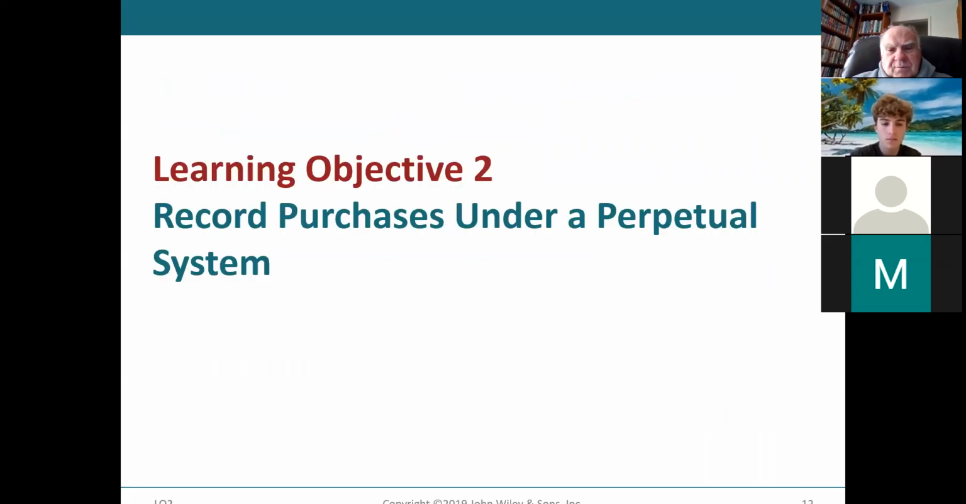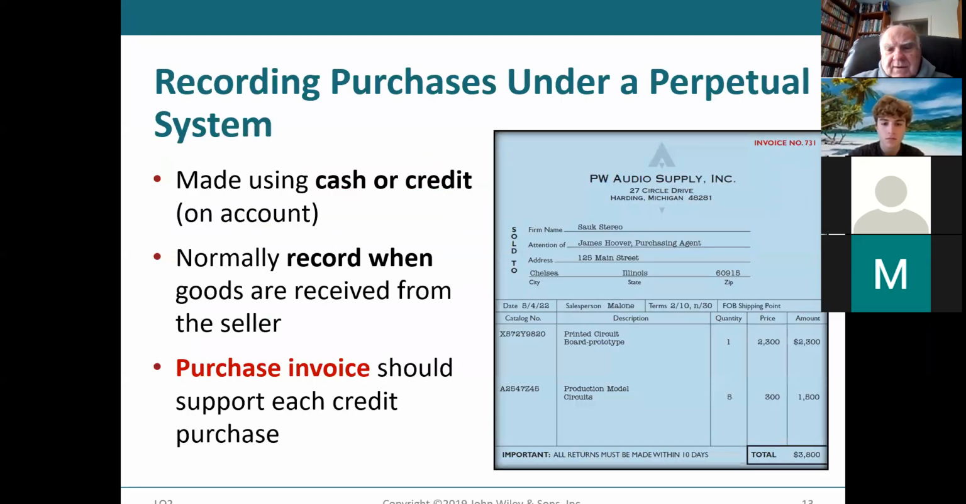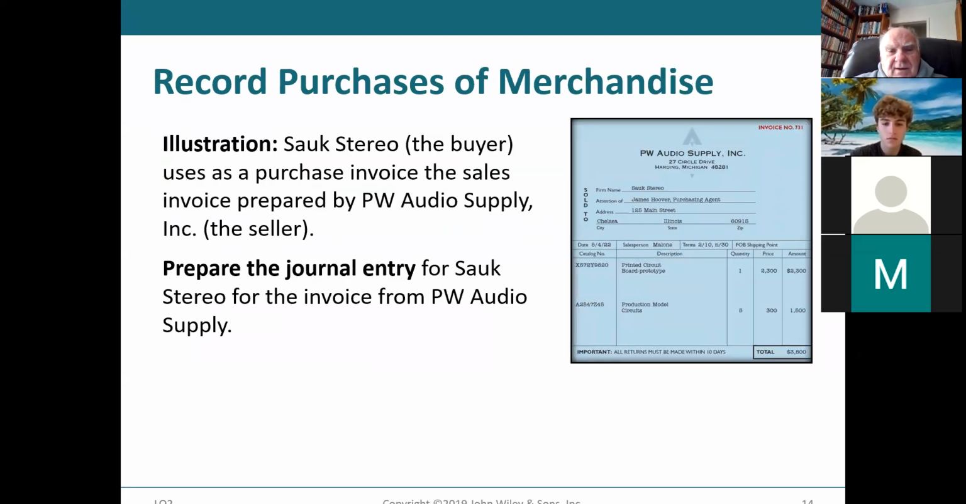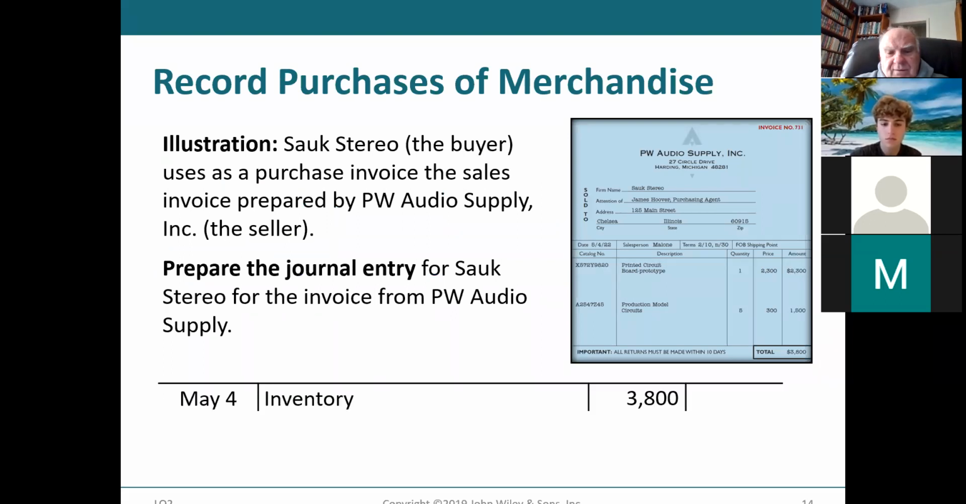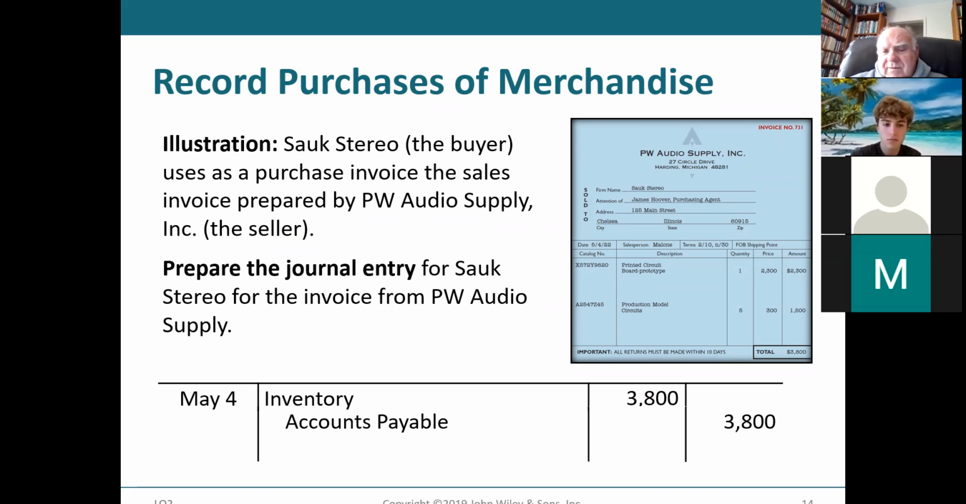Record purchases under a perpetual system. Under a perpetual system, well, there's an invoice. We know what an invoice, I think, looks like. And they're saying that they use a purchase invoice. Well, under the perpetual system, look what we're doing. We debit inventory, right? We debit inventory and we credit accounts payable. Inventory is an asset, so it goes up with a debit. Accounts payable is a liability increased with a credit.